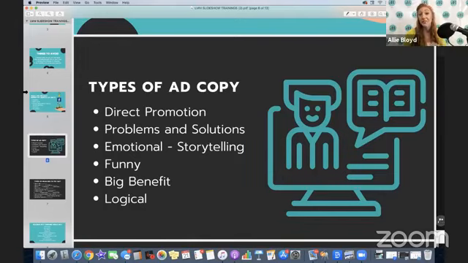Big benefit is kind of the opposite of problems and solutions. We're starting with the big benefits, and those benefits should solve those same problems, but you're leading with those benefits as opposed to leading with the problems. And then logical is another example. This is really based on data, statistics, facts, clear, black and white, concrete evidence, so to speak, that this is what they need to be doing.